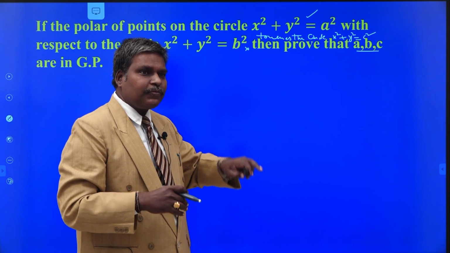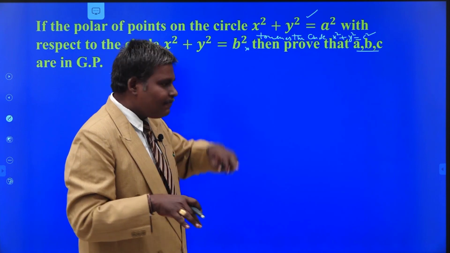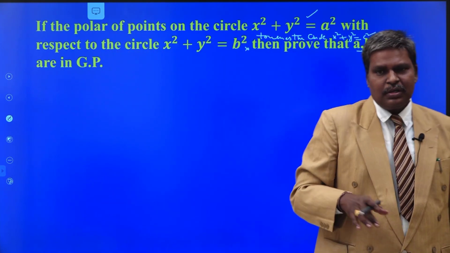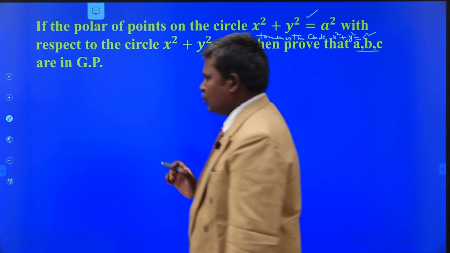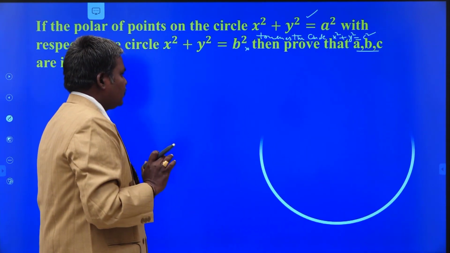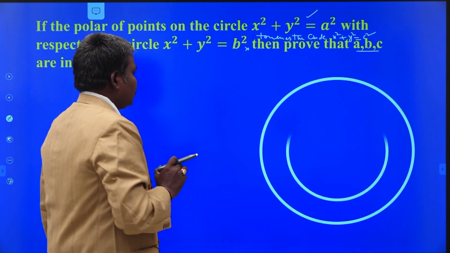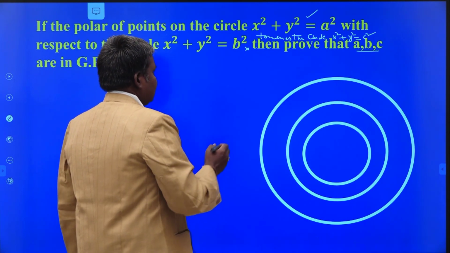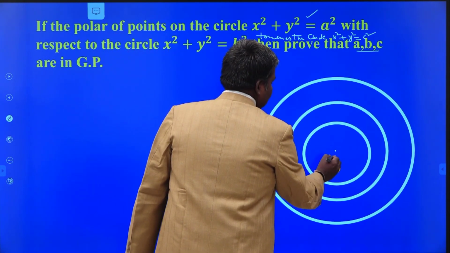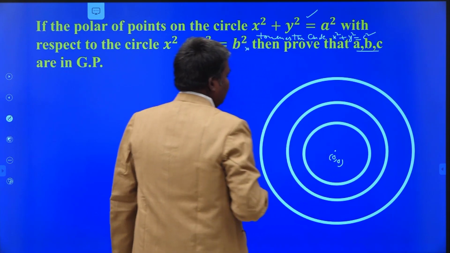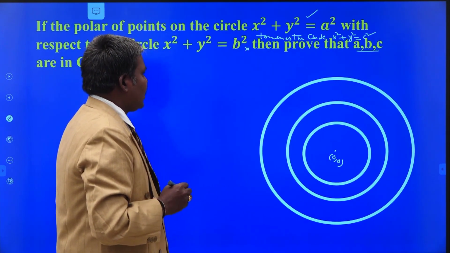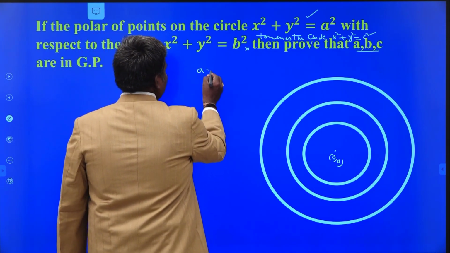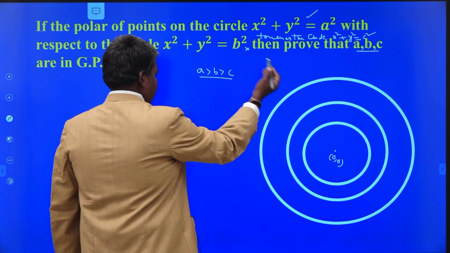These polars are defined for the points which lie on your first circle, that is x² + y² = a². Just draw the figure to get more clarity. This is my first circle. This is the second circle. This is the third circle. Because these 3 circles have the same center at the origin. Am I correct or not? The center of each circle is the origin. The radii are a, b, c. Suppose, for the sake of convenience, a greater than b greater than c, like that.